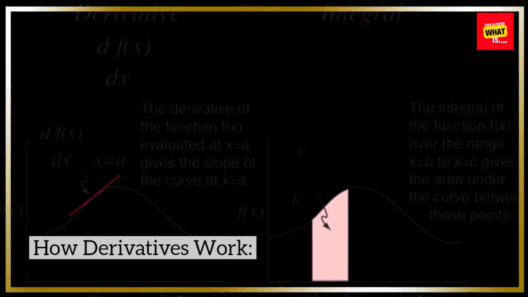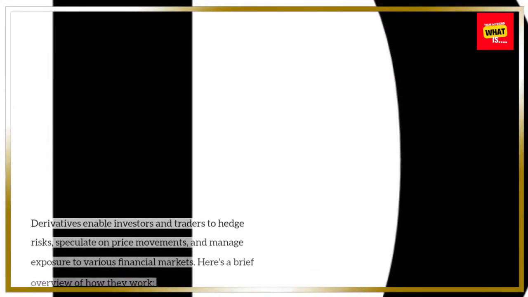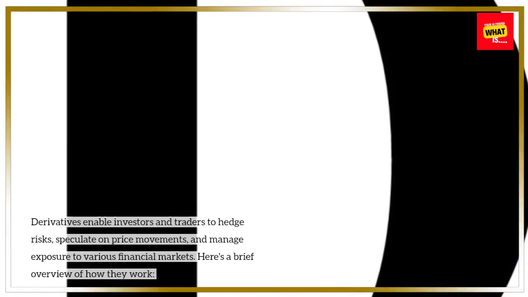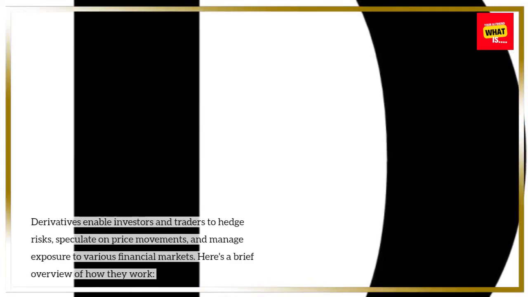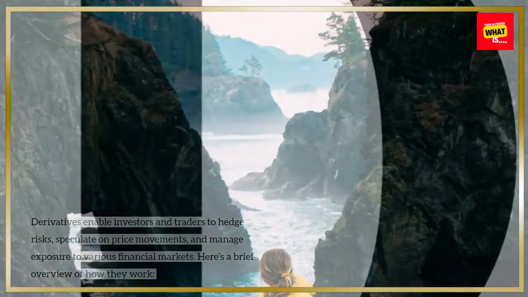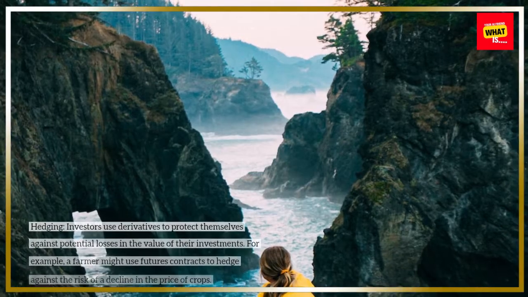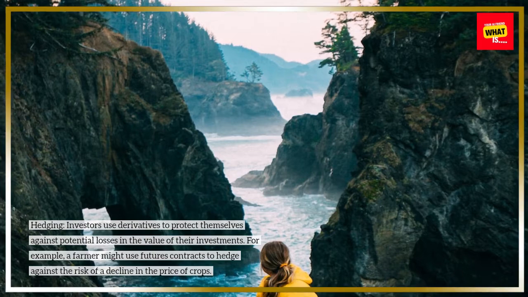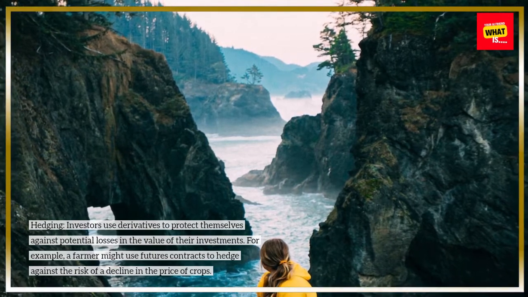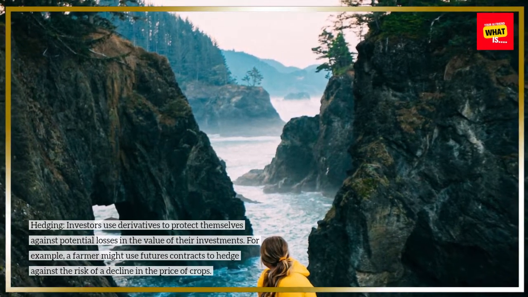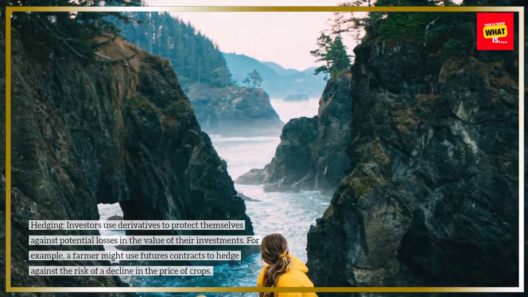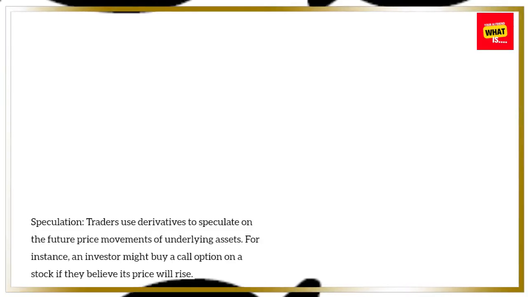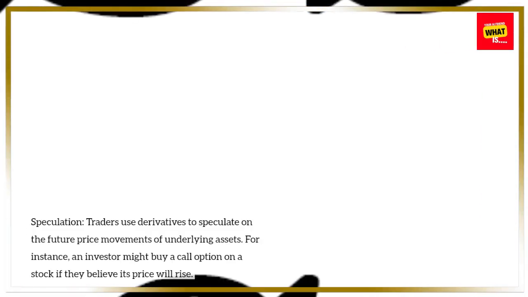How derivatives work. Derivatives enable investors and traders to hedge risks, speculate on price movements, and manage exposure to various financial markets. Here's a brief overview of how they work. Hedging. Investors use derivatives to protect themselves against potential losses in the value of their investments. For example, a farmer might use futures contracts to hedge against the risk of a decline in the price of crops.